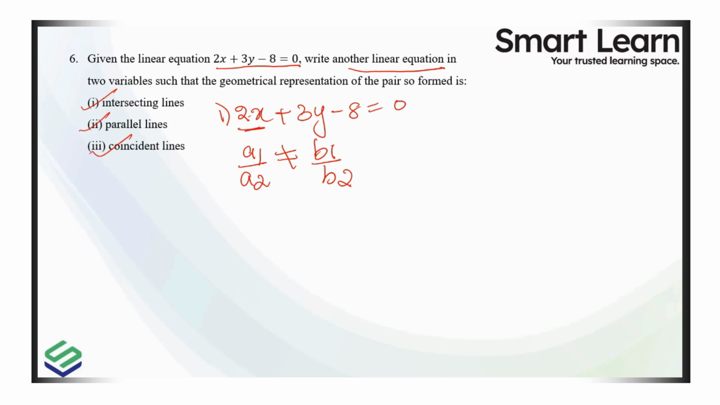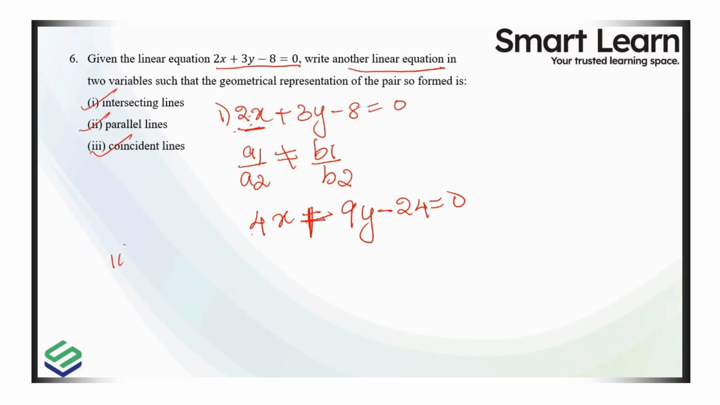I will multiply the first term with 2, that is 4x. So you can multiply the other two with any number except 2. Okay, the first term I multiplied with 2, so you can multiply the other two with any number other than 2. I am multiplying with 3. So this is 4x plus 9y minus 24 equal to 0. That means 2 by 4, that is 1 by 2, is not equal to 1 by 3.